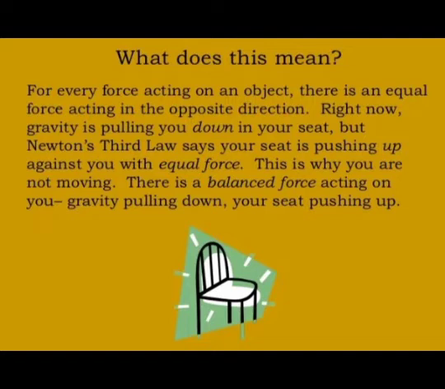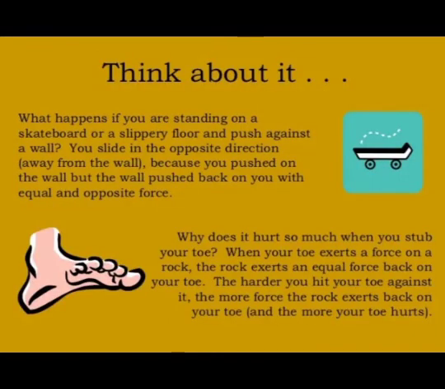Right now, gravity is pulling you down on your seat, but Newton's third law says your seat is pushing up against you with equal force. This is why you are not moving. There is a balanced force acting on you: gravity pulling down, your seat pushing up. So that is the meaning of the third law. So what happens if you are standing on a skateboard or a slippery floor and push against a wall?